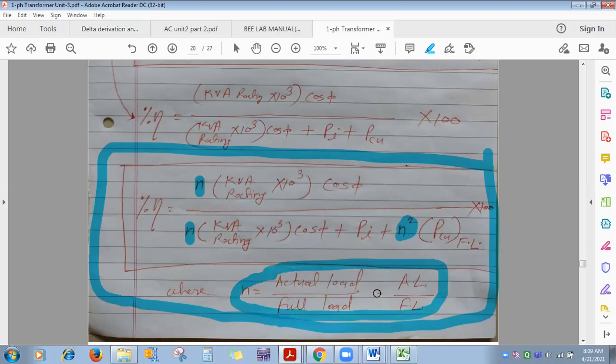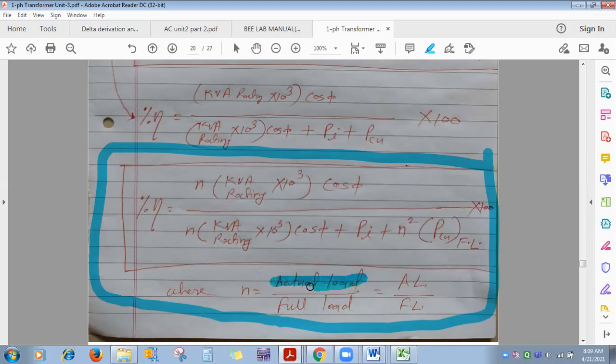Suppose it is given to you, calculate efficiency at full load. Full load means how much load is there on transformer? Fully loaded means the actual load value is full load, so full load upon full load will cancel. So n will be 1. Whenever it is a full load, the value of n is 1.